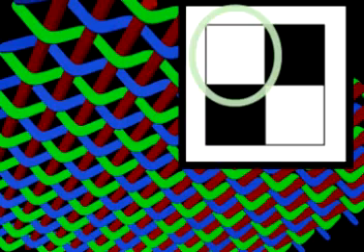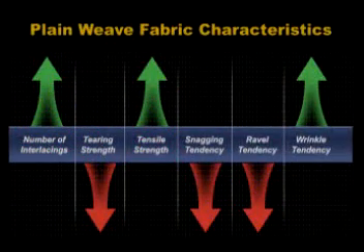in the woven pattern. Plain weave fabrics have the highest number of interlacings of any weave. The result of this dense weaving is a relatively low tearing strength, higher tensile strength, lower snagging, tendency to ravel less, and tendency to wrinkle more.